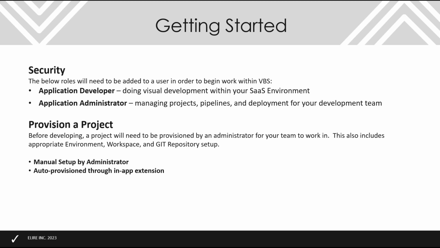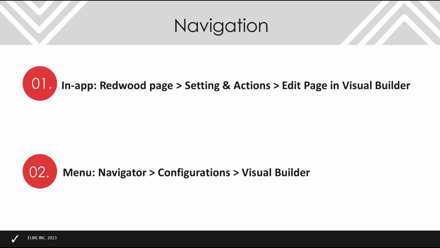So first, a note about getting started. There are 2 security roles that would be needed to access Visual Builder Studio within your cloud environment: application developer and application administrator. The next step would be to provision a project. And if you're a developer, the admin would have to do that. We'll take a look at what that setup looks like in a few slides.